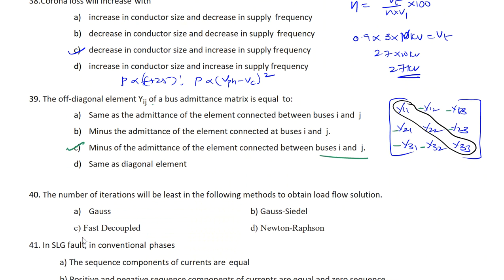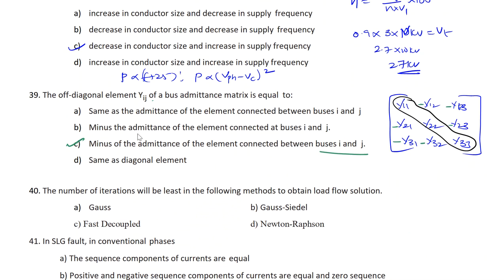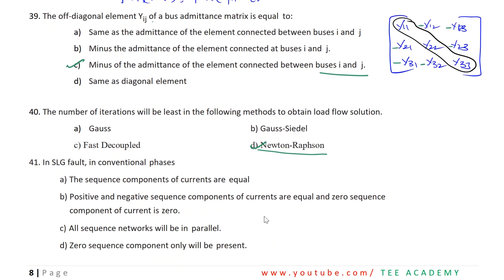Next one, the 40th question. So we are moving forward to the 40th question. I collected these questions from various sources on the internet as well as previous assistant engineer examinations of APPCL, AP Transco and AP Genco papers. The number of iterations will be least in the following methods to obtain the load flow solution. So tell the answer. The answer is D, Newton-Raphson method, where the iterations will be fewer, but the time taken to solve the iterations is more in the case of the Newton-Raphson method.